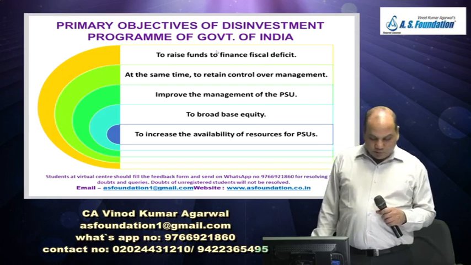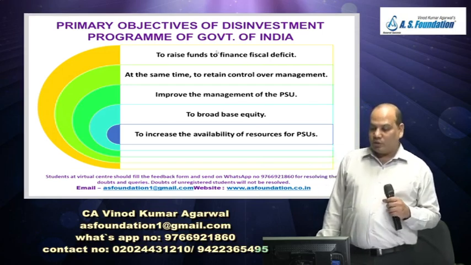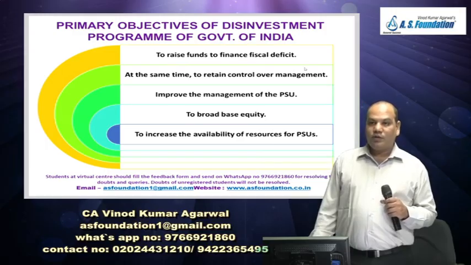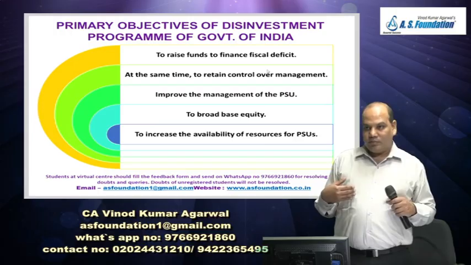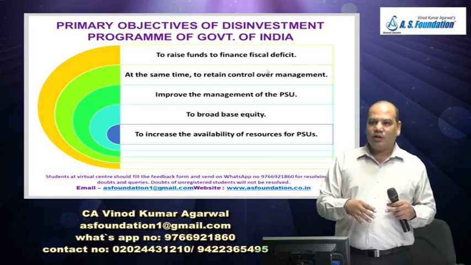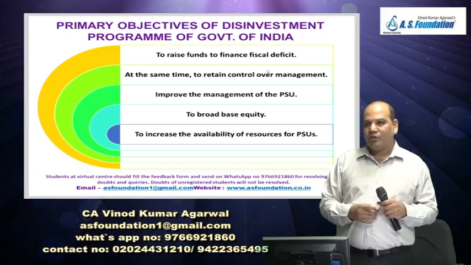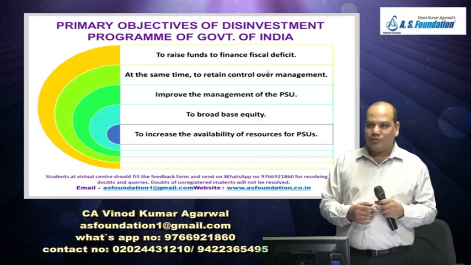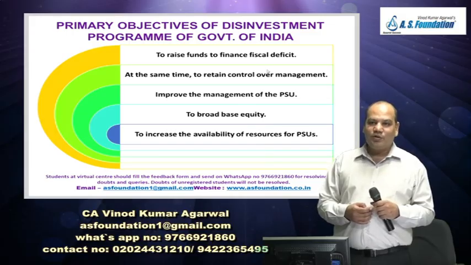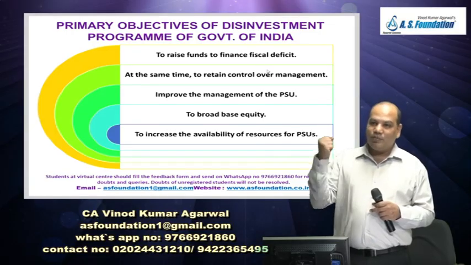What are the objectives of the disinvestment program of the government of India? One is to raise funds to finance the fiscal deficit. The government needs money. What are the sources from where they can raise money? First, they will tax you as much as they can, as long as it does not cause civil unrest. Then they will borrow money, but again there is a limitation on that also. Then they will print money.